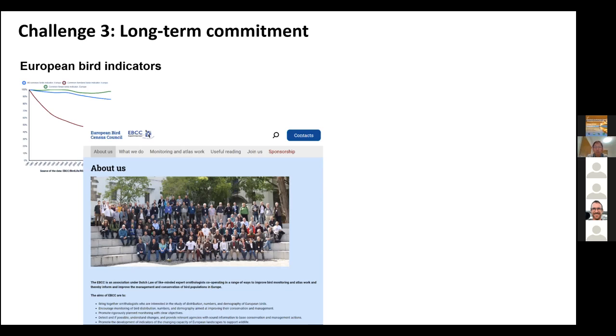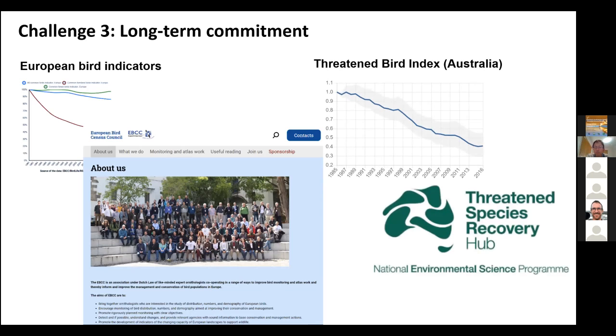Establishing something like the EBCC might be too ambitious. So let's take a look at the Australian Threatened Bird Index. This index is technically developed by one postdoc, I think, but the collection and management of data and dissemination involve so many other people in the Threatened Species Recovery Hub.